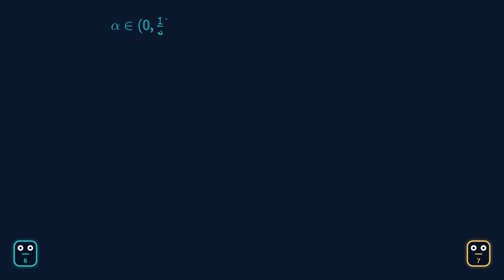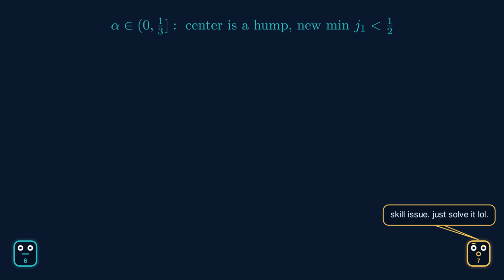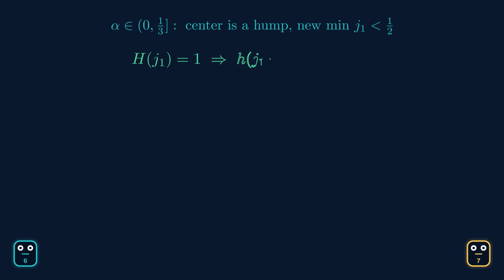Now, below 1/3, the center's a bump, and the real minimum's off at some point J1 to the left. And this is where I got stuck for like 2 days straight. There's no formula for J1. You literally can't solve for it. But you also don't really need to know what exactly J1 is. You just need to know h of J1 is 1, and that one fact is enough to kill the ugly term and crush the whole value down to this.